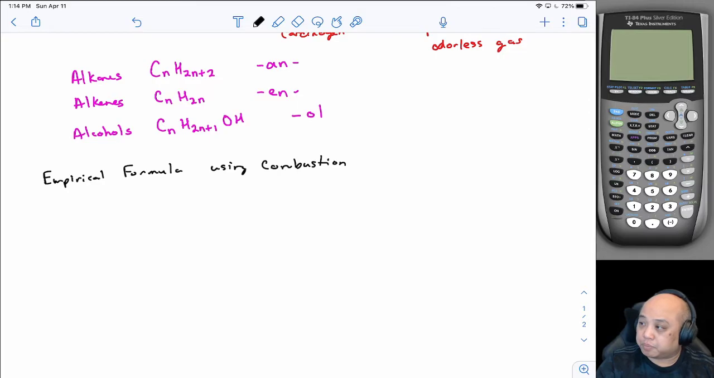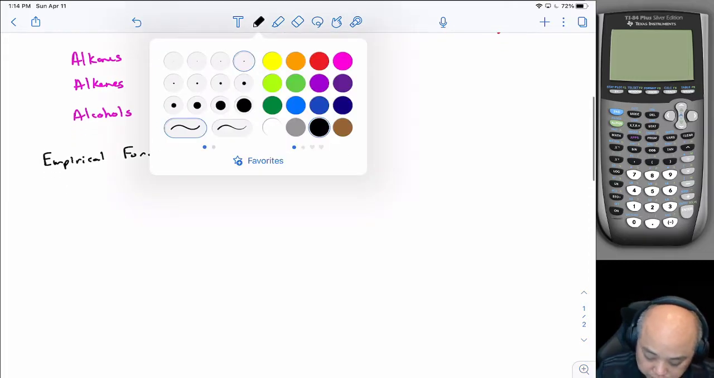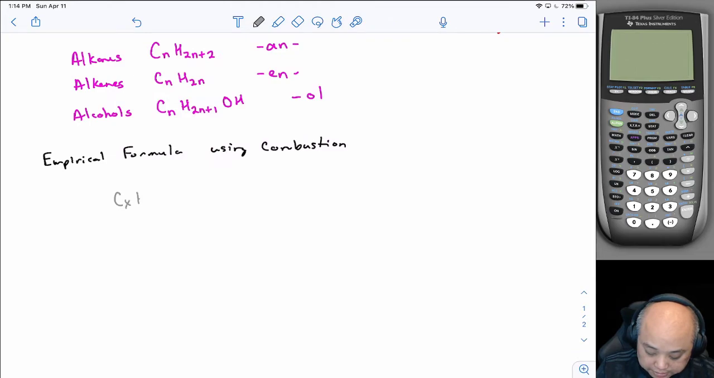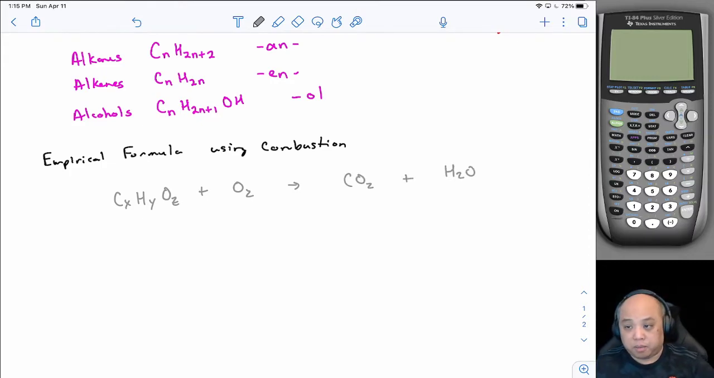And so what you can see is something like this: CxHyOz plus O2 yields... Now we're doing complete combustion because it's easier to keep track of all the elements in that complete combustion here. Now we can't balance it because we don't know the subscripts, but the problem will give you information to allow you to go toward the final answer.